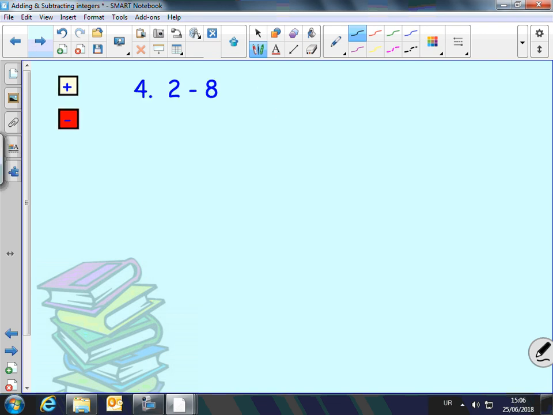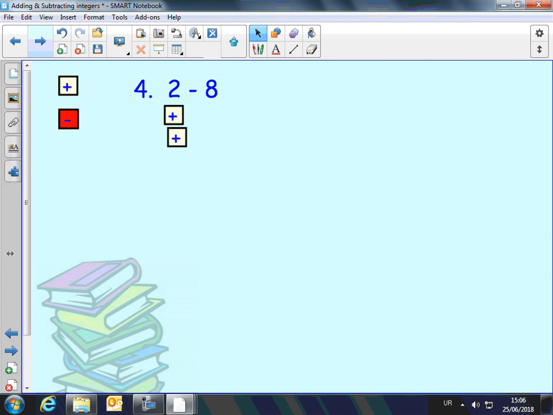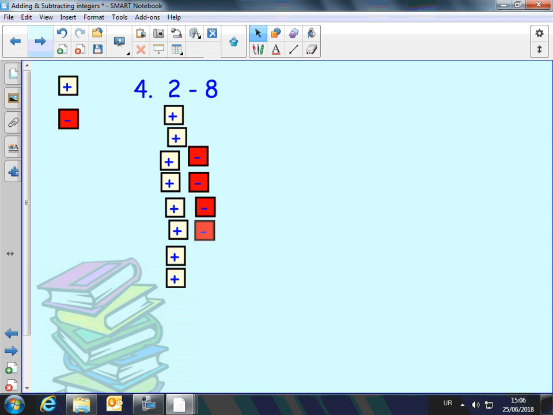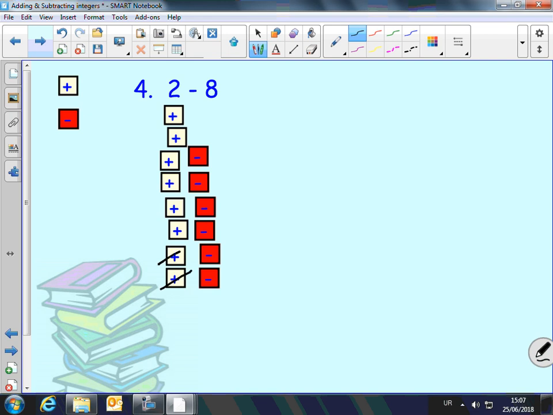And your very last example was 2 subtract 8, and again you didn't have enough to subtract 8, so you should have added in 6 0 pairs. Let's just do this quickly. 3, 4, 5, and 6, and then obviously the negatives to go along with them to make them 0 pairs. So then it allows you to subtract 8. 1, 2, 3, 4, 5, 6, 7, 8, and you're left with 6 negatives. So 2 subtract 8 gives you negative 6.